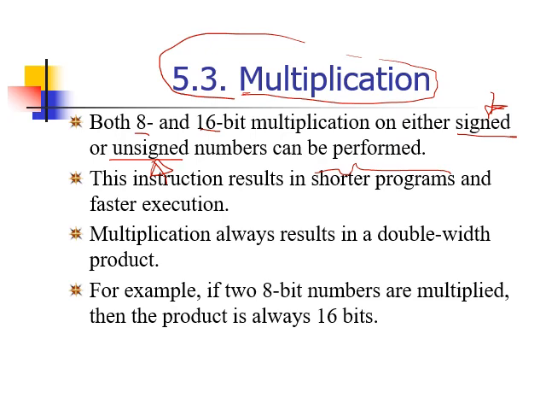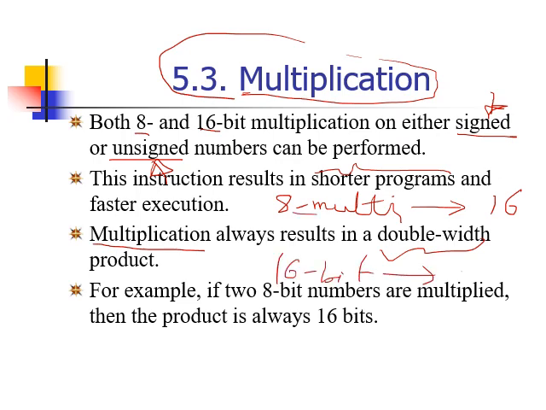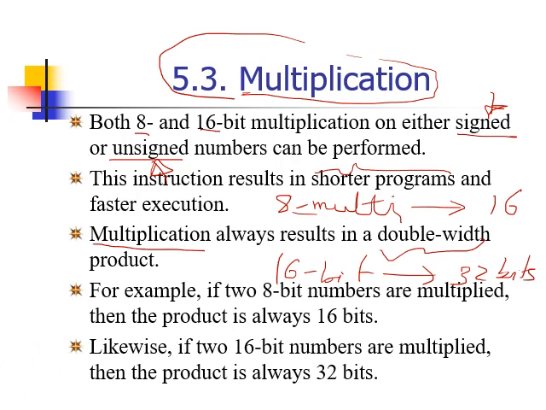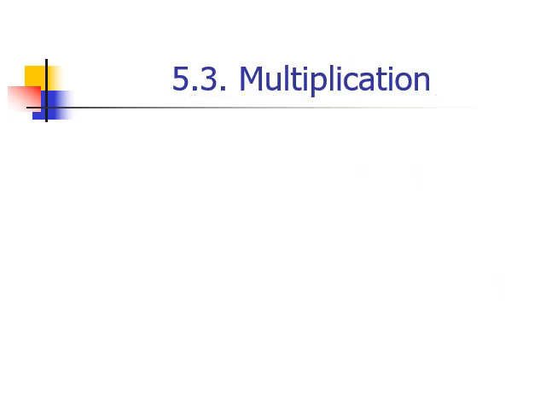But remember that multiplication usually results in double the width. For 8-bit multiplication, you need 16-bit register to save the result in. For 16-bit multiplications, you would need 32 bits to save your results in. Okay, so if you're multiplying two numbers, each is 8 bits, you need 16 bits. If you are multiplying 16-bit numbers, you need 32 bits to save your result in.